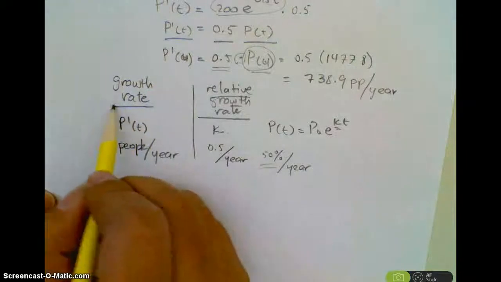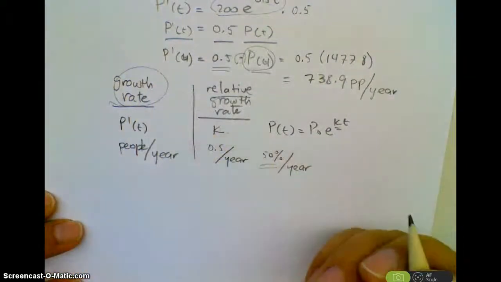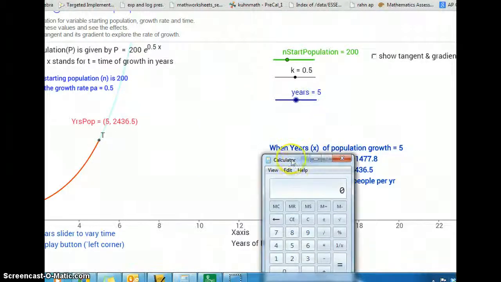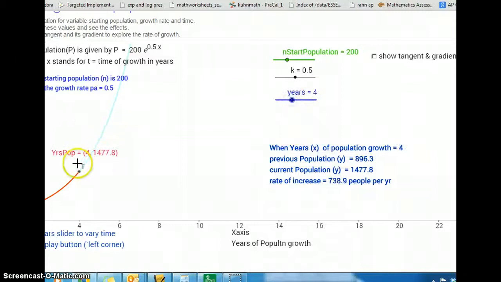So please do not get confused whenever we use growth rate and relative growth rate. Going back to our previous graph, I can have for 4 years, this is the population, and if I do on the calculator 0.5 times the current population, I'm going to get the slope of the tangent line, which is also known as a gradient, and we saw that in the previous section. So 0.5 times 1,477 is 738.9. So what does that mean? It means that the population at this particular time is growing by 738 people.